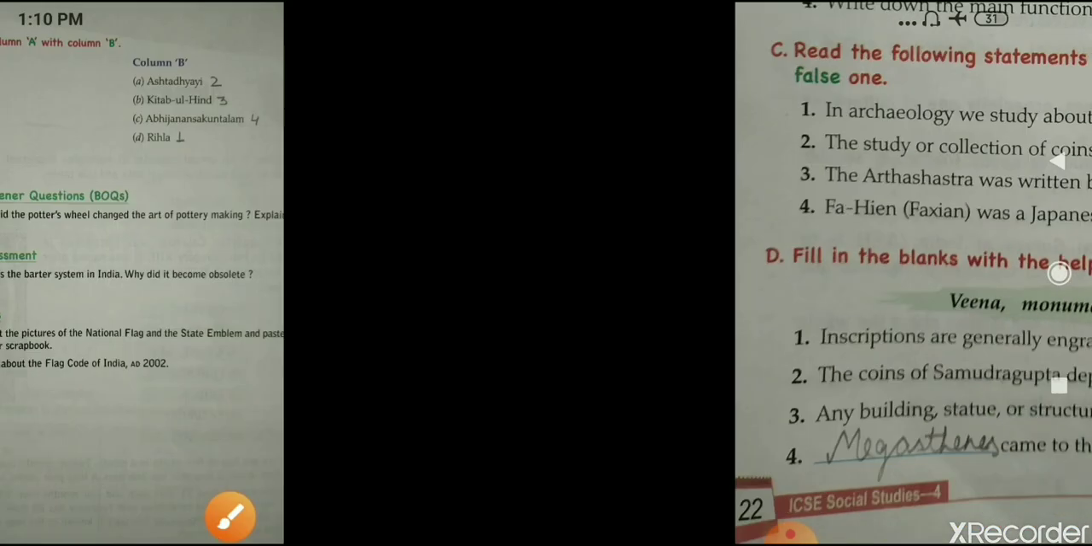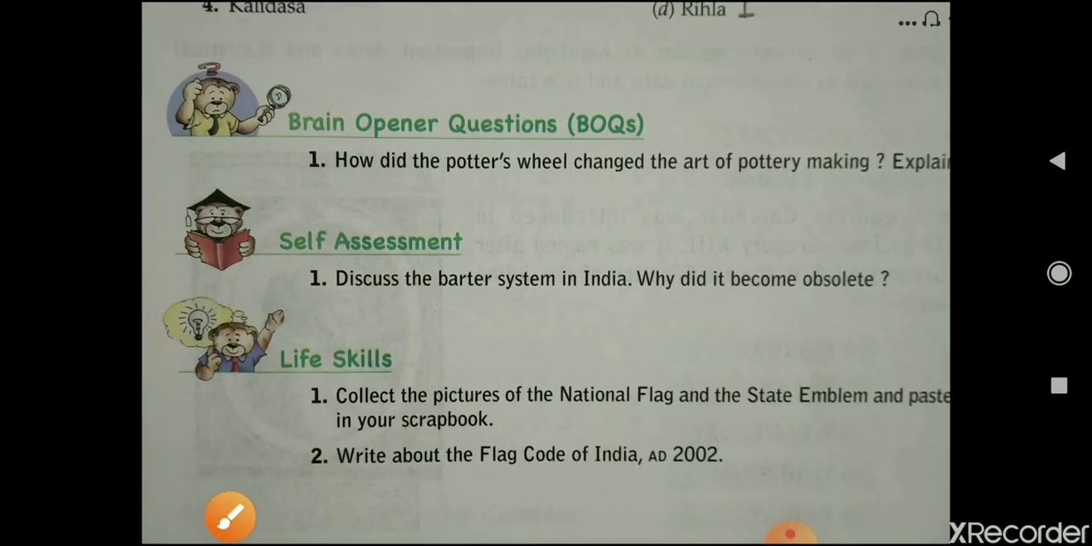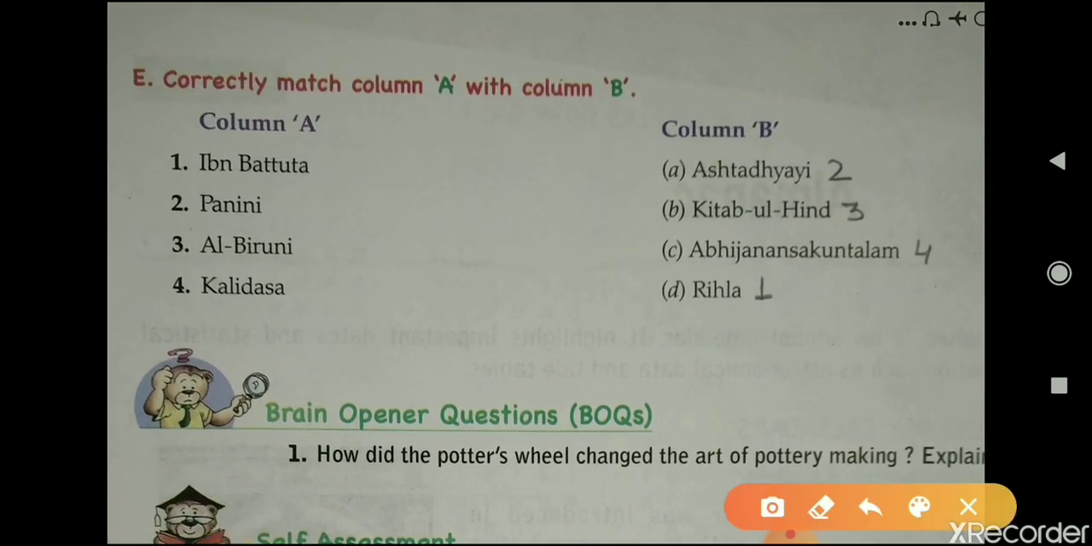Okay. Now next exercise is match the following. First one is Ibn Battuta. Its answer is Rihala. Panini, that is Ashtadhyayi. Third, Al-Biruni, that is Kitab-ul-Hind. And fourth one is Kalidasa, that is Abhijnanashakuntalam. Okay, so these are the exercises of lesson number 2.